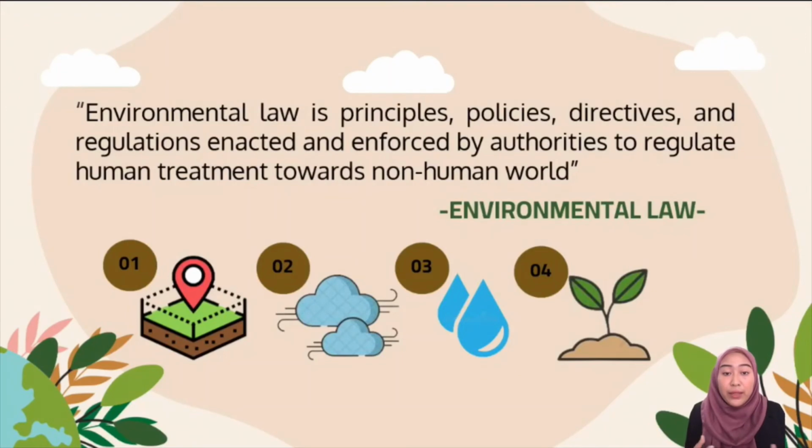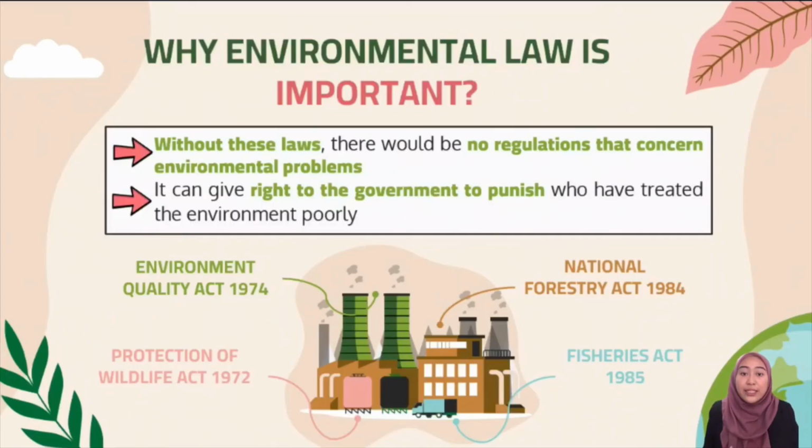First, what is environmental law? Environmental law is principles, policies, directives and regulations enacted and enforced by authorities to regulate human treatment towards the non-human world, which means law that provides protection to the environment such as land, air, water and soil. This environmental law is indeed important. Why? Because without this law, there would be no regulation that concerns environmental problems such as pollution, contamination, hunting or even response to disaster.